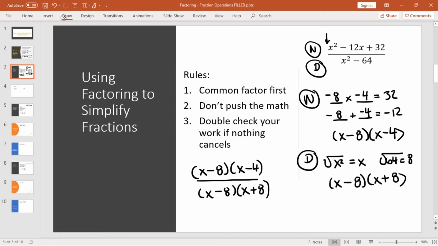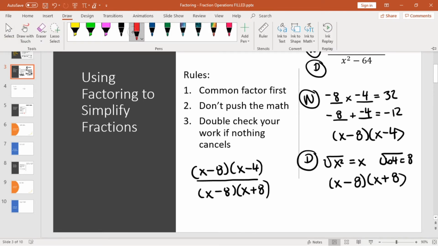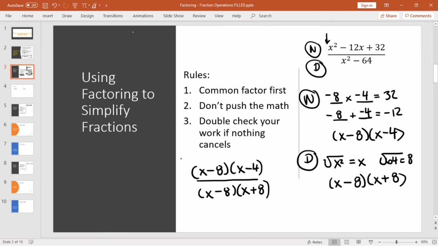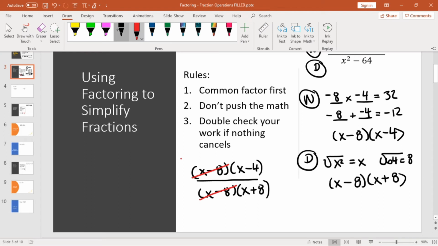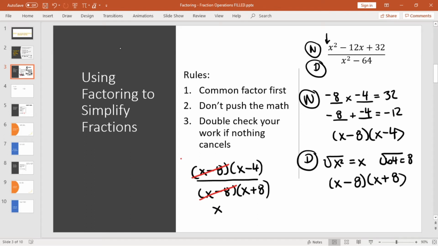Okay, and then we're just canceling. Anything the same, exactly the same, can go. So my final answer is this. That's the simplified fraction.